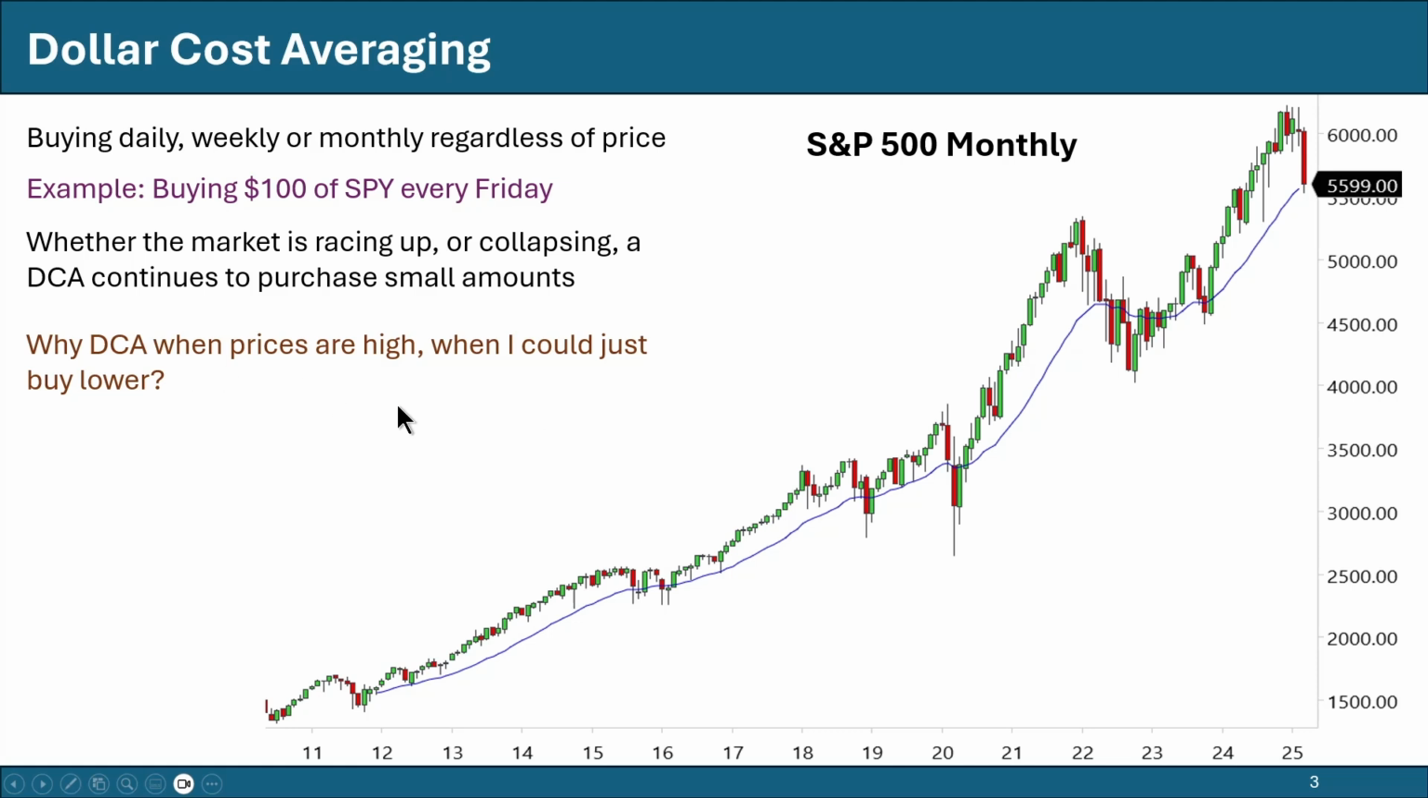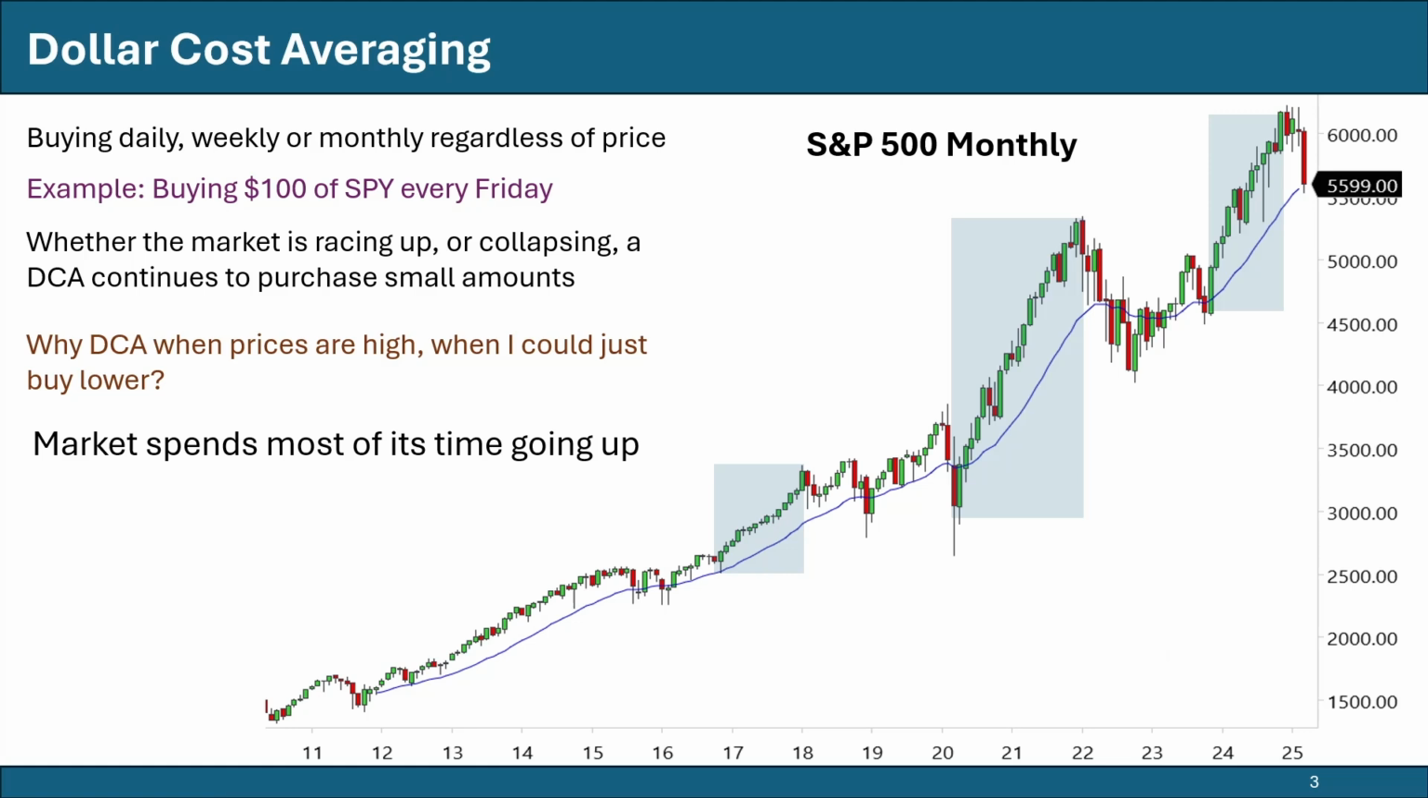So why dollar cost average when prices are high when I could just buy lower? Well, the market spends most of its time going up. You can see these strong, sudden rallies that we can get in the market. So I would answer this question by saying you don't know when the market will go down.